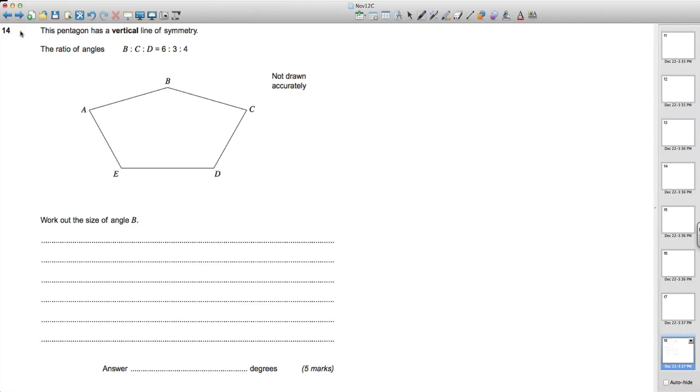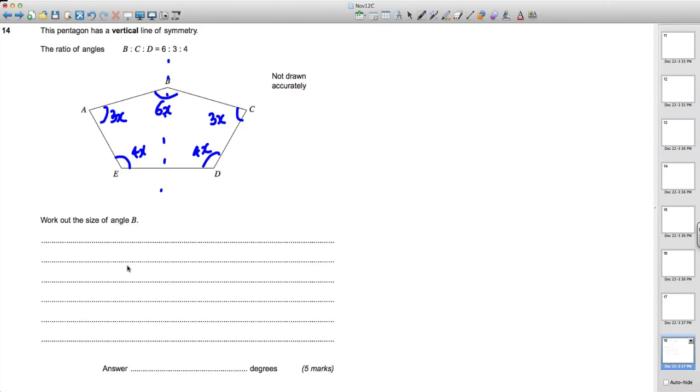Next question. This pentagon has a vertical line of symmetry. The ratio of the angles B, C, D is 6 to 3 to 4. Now, don't call that angle 6. It's not 6 degrees. It's telling you the ratios are in this. So if you could call that, for example, 6x, and therefore this one would be 3x, this one would be 4x, and because it's symmetrical, it tells you this one would be 4x and this one would be 3x, right?